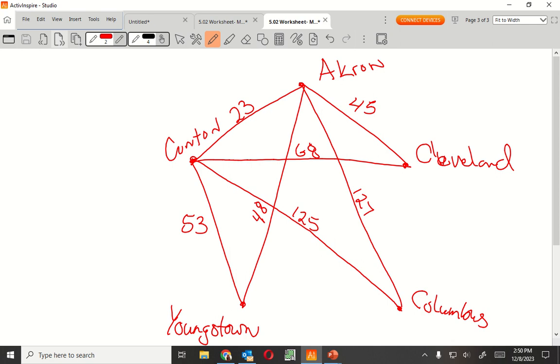So the next one is Cleveland. Cleveland to Columbus, 146. From Cleveland to Youngstown, 75. Yeah, 75. And my last one is going to be from Columbus to Youngstown. 178.